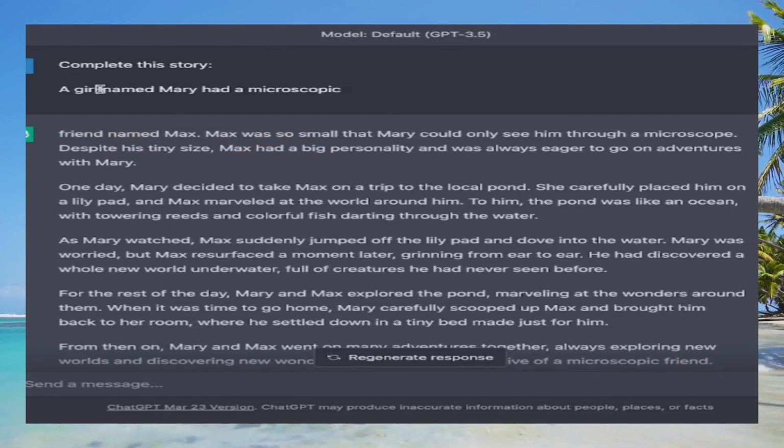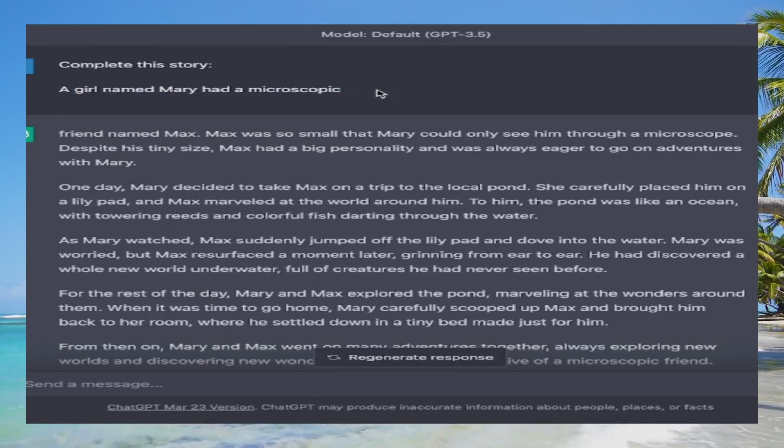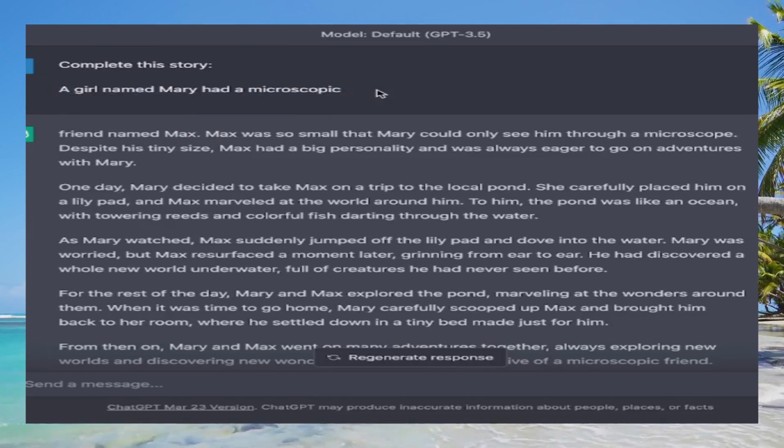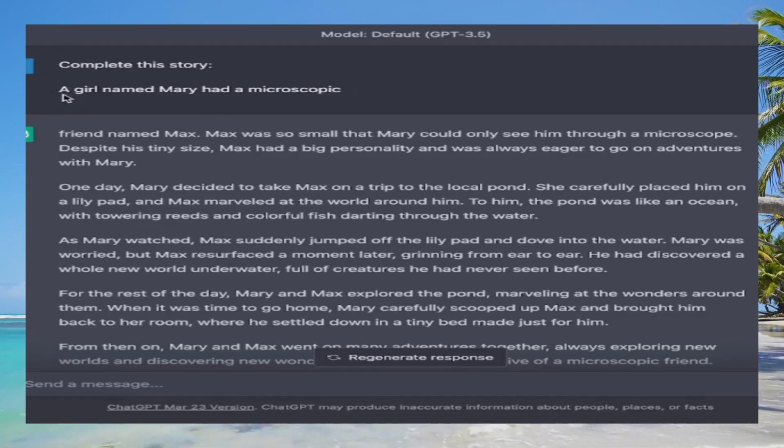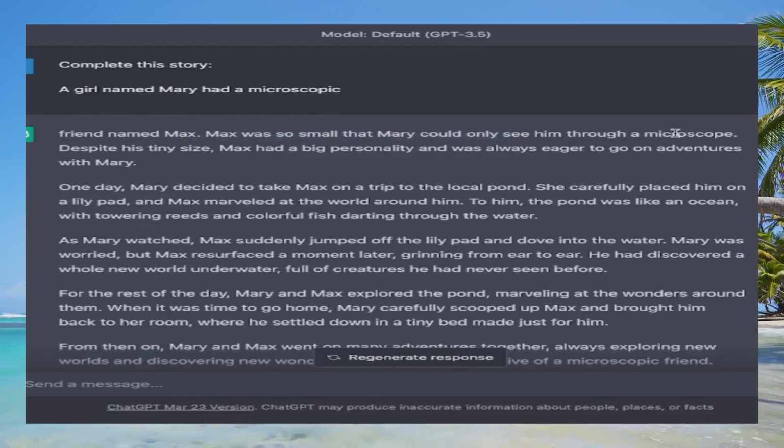And so I say, rather than, Mary had a little, I say, complete this story. A girl named Mary had a microscopic. Now, this isn't the pattern that it was trained on anymore, right? And it says, a girl named Mary had a microscopic friend named Max. Max was so small, you could only see him through a microscope. Despite his size, he had a big personality and was always eager to go on adventures with Mary. One day, Mary decided to take Max on a trip to the local pond. She carefully placed him on a lily pad.